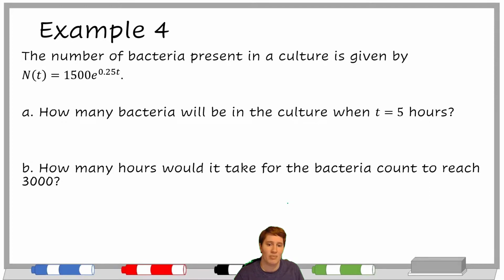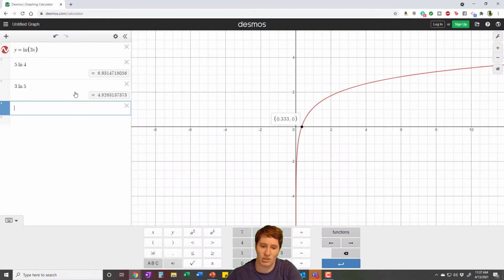Let's look at A here. How many bacteria? Okay, it tells us about bacteria, and it gives us an equation. It says how many bacteria will be in the culture when t equals 5 hours. All we have to do here is put a 5 in for t and solve this using our calculator. You just want to make sure that whatever calculator you're using puts the 0.25 times 5 in the exponent. I'm not sure why it's doing this, it's annoying, but mine just made the times 5 be out of the exponent, which is incorrect.